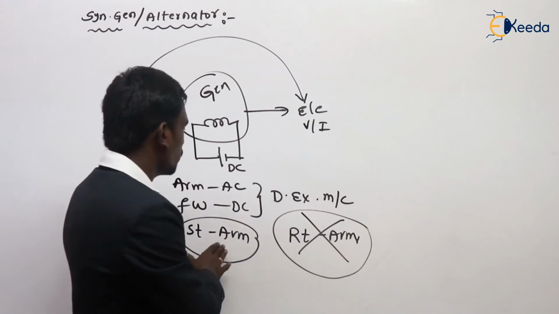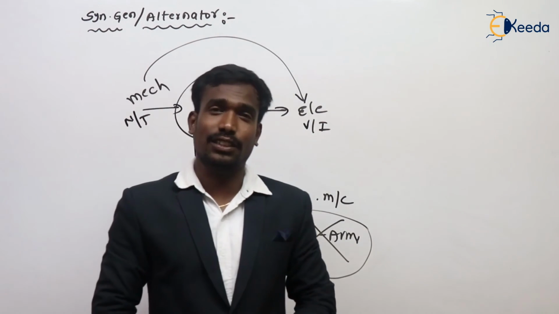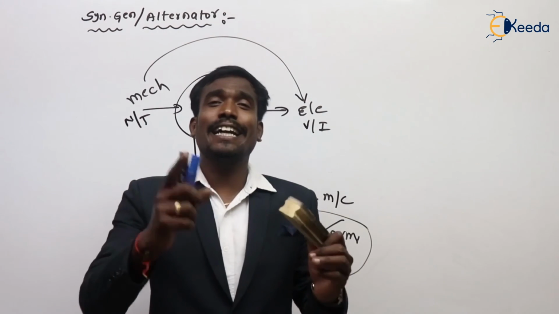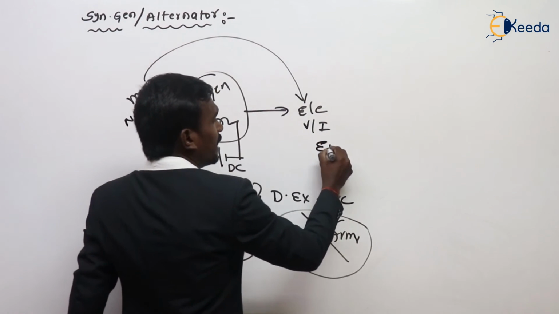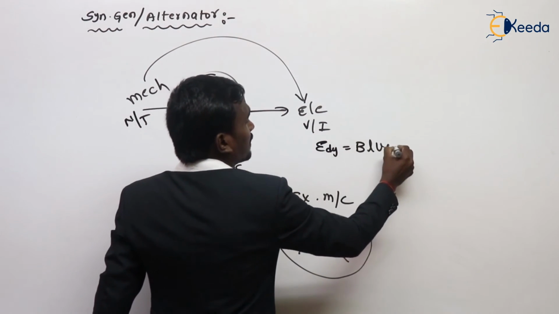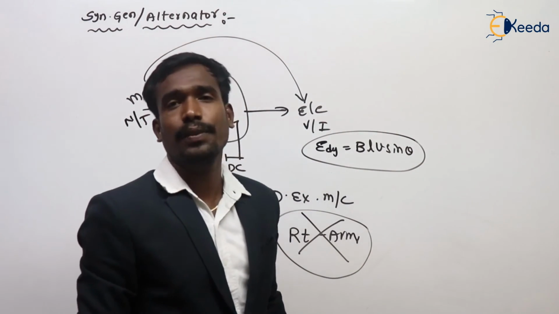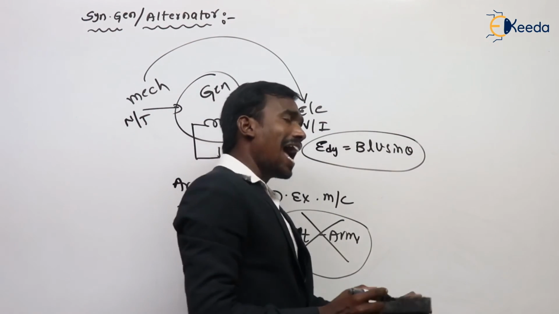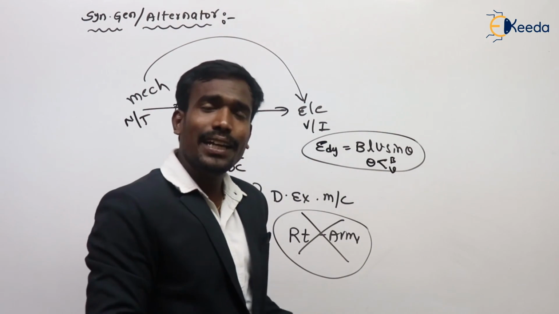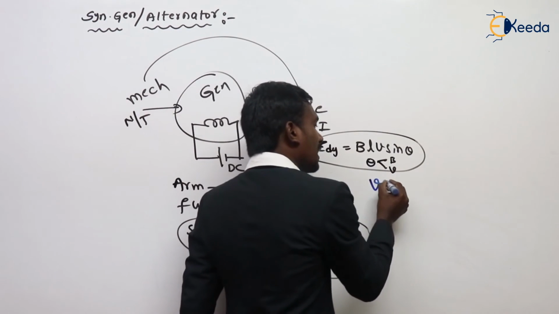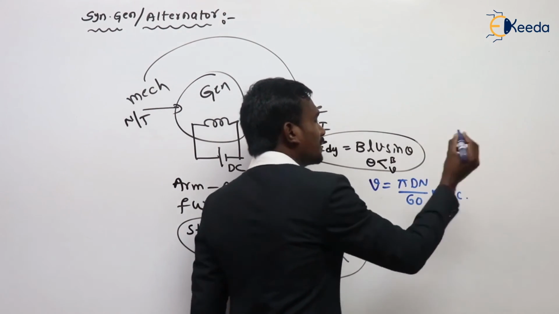Of course, we discussed this. Then I told you the basic principle of the alternator. Whenever a rotating conductor is placed in a magnetic field, it produces EMF. That EMF, E = BLV sine theta, is given by Faraday's law, where theta is the angle between flux density and velocity. You should remember this. And here we derived the formula: velocity V is equal to pi D N upon 60 meters per second.